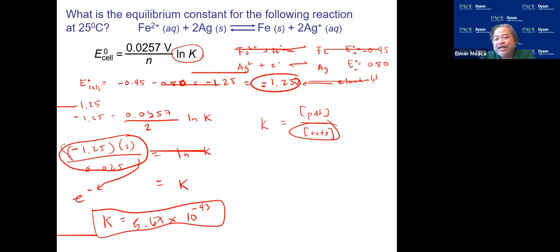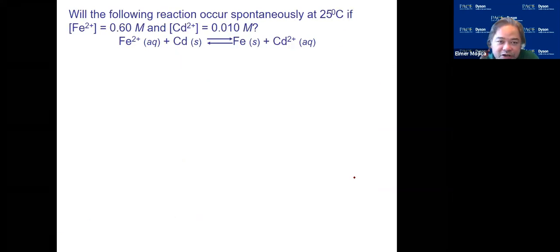And you may ask yourself, how was it given to you that this is the anode and this is the cathode? Because this is an Fe2+, so this is the one that is reduced. It's given there. And this one is the one that is oxidized. Okay? Now, how about this one?